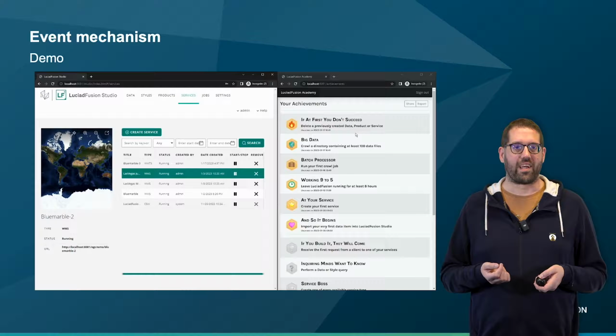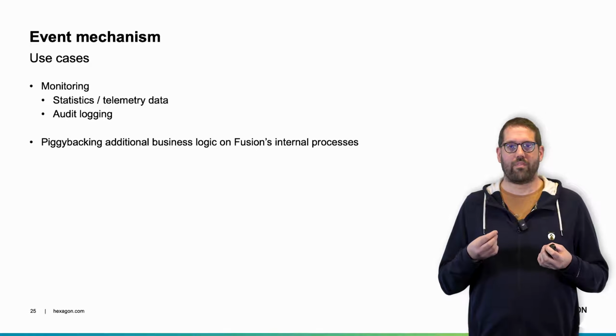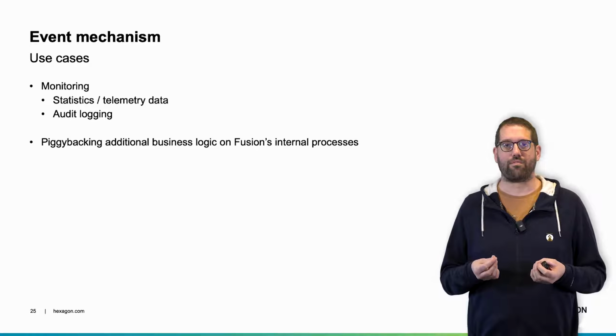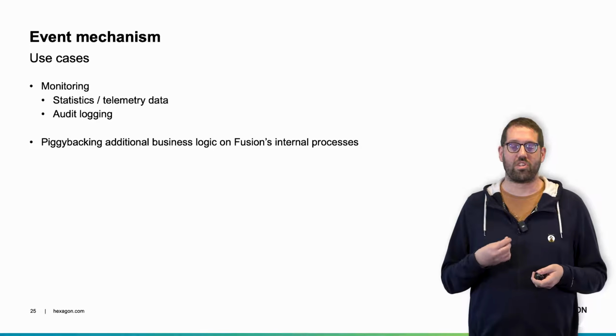But it's not all fun and games. You can do some powerful stuff with this. For instance, you could monitor your Fusion instance by collecting all sorts of statistics or telemetry data, or by performing detailed audit logging. More importantly, you can also use the event mechanism to piggyback your own business-specific or domain-specific processing on the internal processes that already happen within Fusion, which is a very powerful thing.